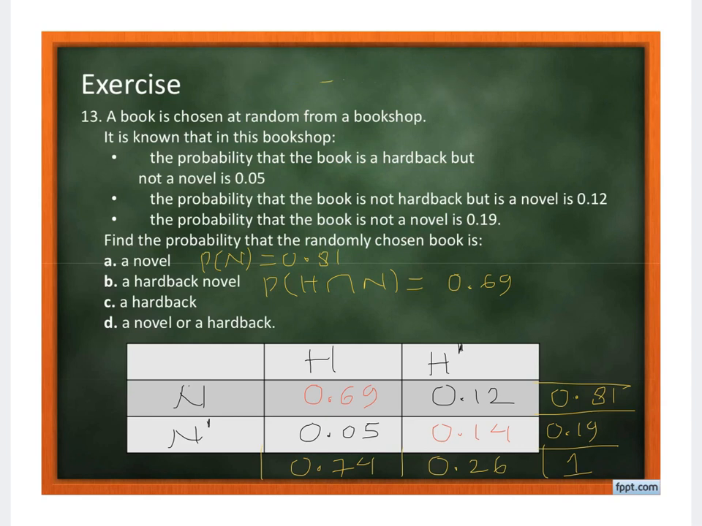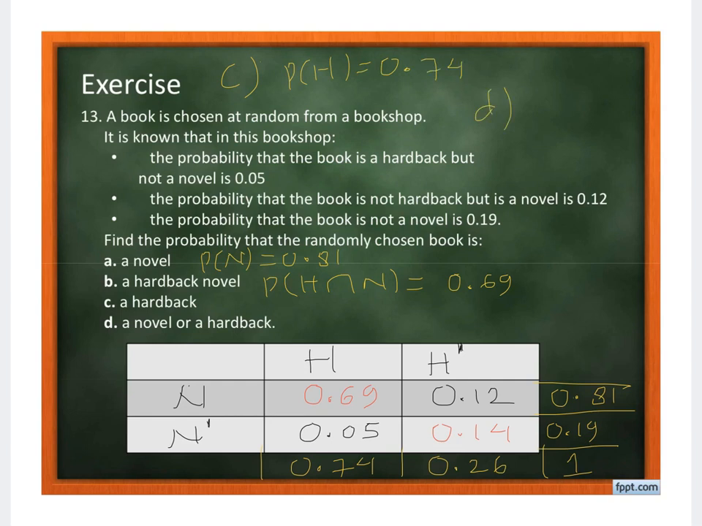For C, a hardback, the probability is 0.74.